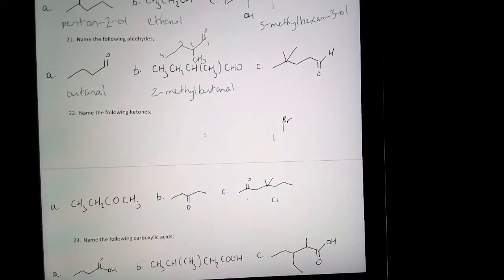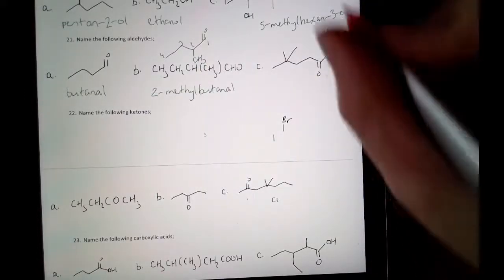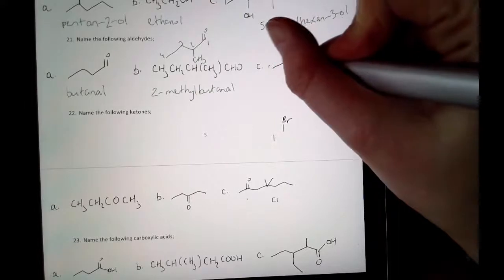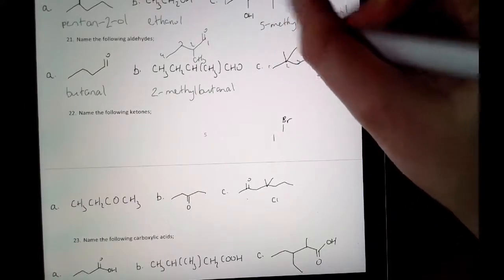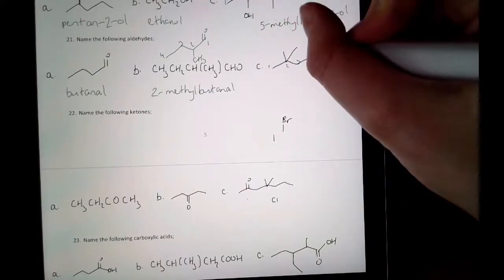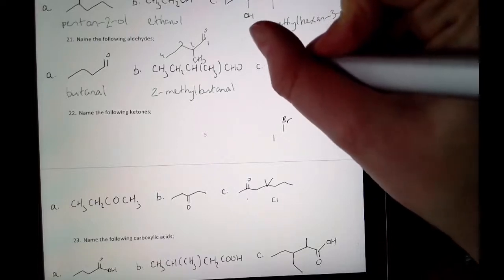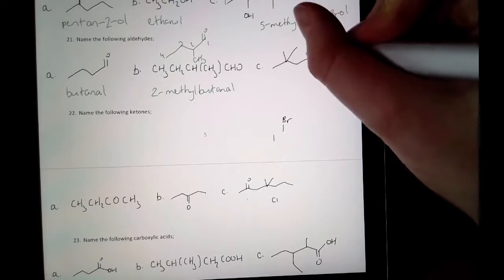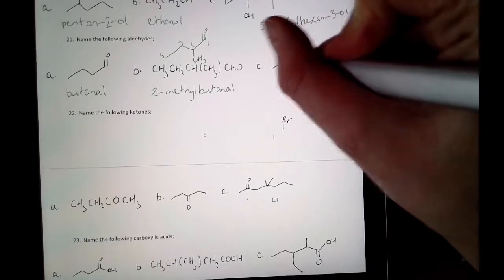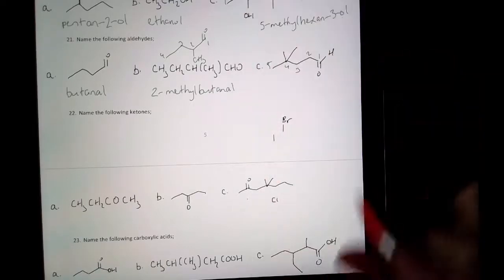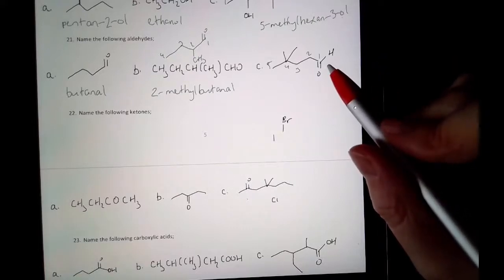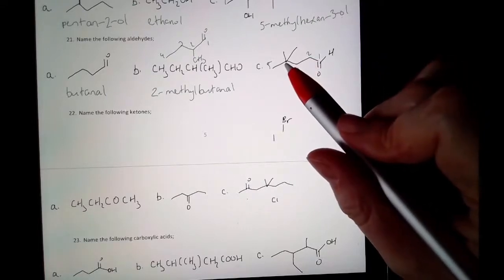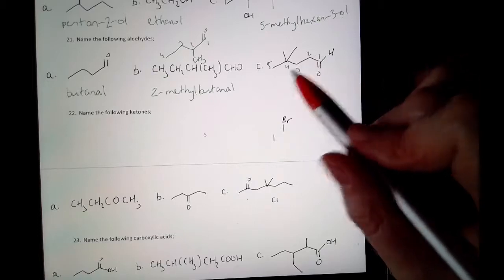Again, no need for a number. Here, I've got 1, 2, 3, 4. Oh Christ, no! What am I doing? I'm doing the exact thing I told you not to do. With your aldehydes again, this has to be carbon number 1. So I'm going to go 1, 2, 3, 4, and 5. Has to be carbon number 1. So even though I've got a substituent over here, I number from right to left, not left to right.